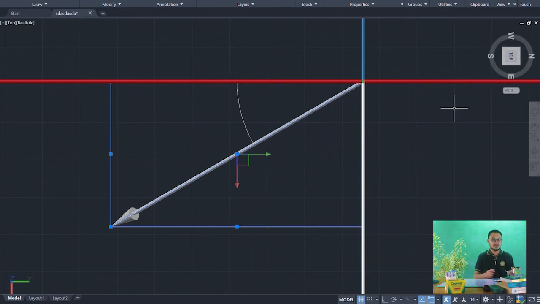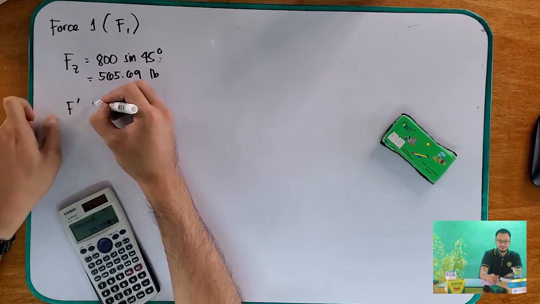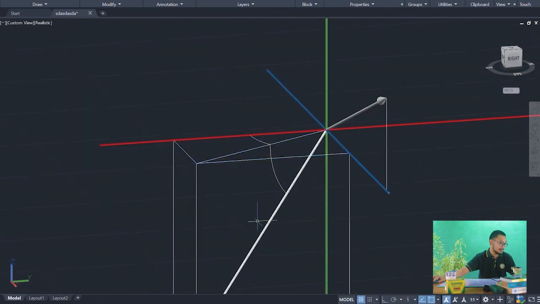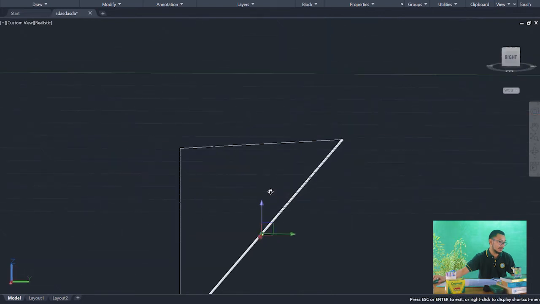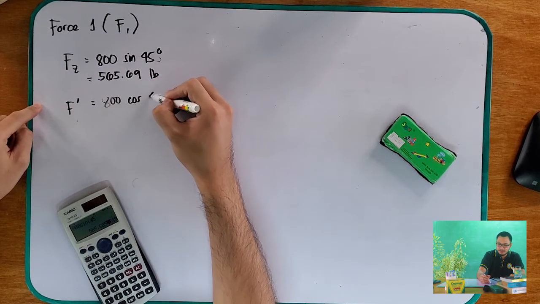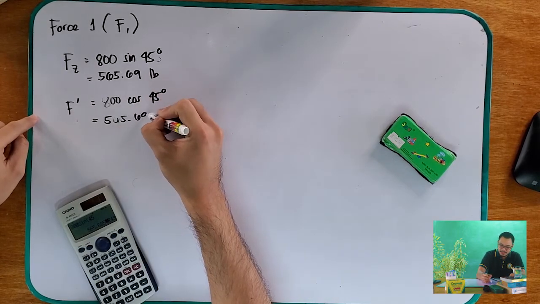Sakto? Okay. So, unsa na naman ni? Ato ko ng F prime. F prime is equal to unsa naman ni? Balik ta ni nga triangle. So this is your F prime, right? Because this is your FZ. So to get your F prime, we have to use cosine. So 800 cosine of 45 degrees. So therefore, your answer is just the same, 565.69 pounds. Okay? So now, you have determined your F prime. We can now solve for our Fx and Fy.